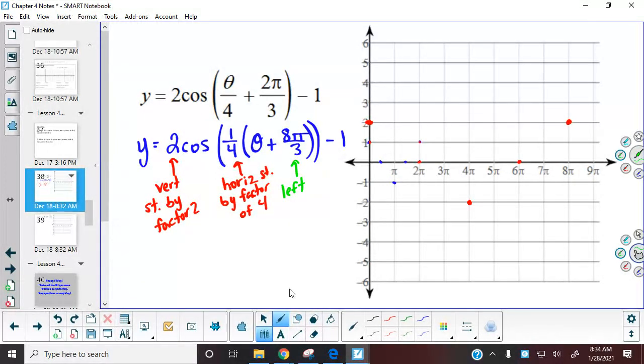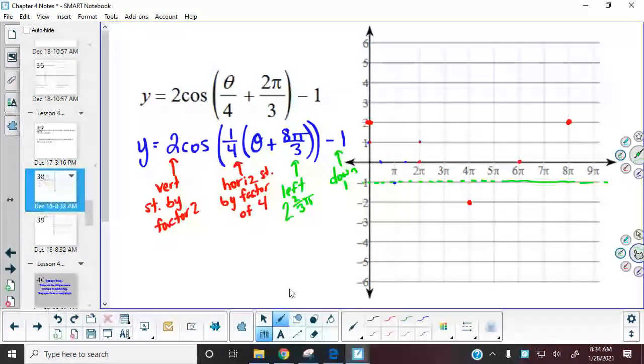And what I'm going to do is I'm going to recommend, and you can do however you want. My brain works better in mixed numbers when I'm graphing. So I'm going to say that this is 2 2/3 pi. And then this is down 1. And so what I'm going to do is I'm going to just kind of sketch what I would call my new x-axis. Okay, so that midline going through that curve is going to be down 1.